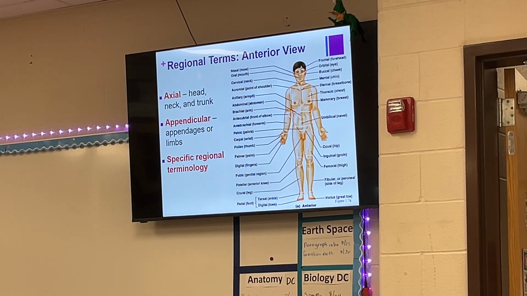Axial consists of the head, neck, and trunk. So basically everything except the arms and legs. And then you have the appendicular. Think appendicular, appendages. Appendages are the arms and legs. So axial is head, neck, and trunk, and then the appendages, which is the appendicular. With that, you also have some very specific terminology, which is listed up on the board, which you also have a picture of in Google Classroom.